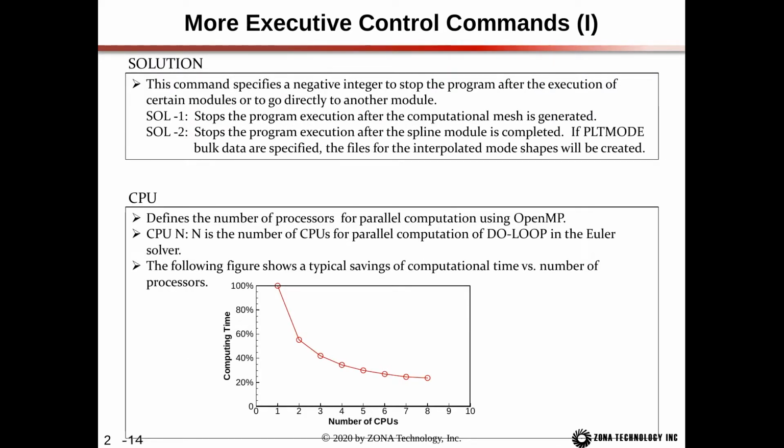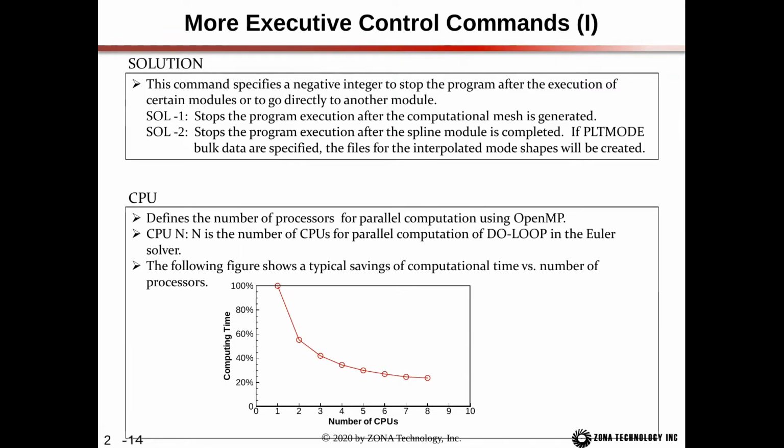Moving on with executive control commands, solution. This allows you to specify a negative integer to stop the program after the execution of certain modules or to go directly to another module. Usually this won't be used, but solution -1 stops the program execution after the computational mesh is generated. So if you're working on creating the aerodynamic mesh, you can specify solution -1 so that ZEUS will stop as soon as the mesh is generated, and it won't go on and try to execute the following modules. So that's useful as you're setting up the aerodynamic model.